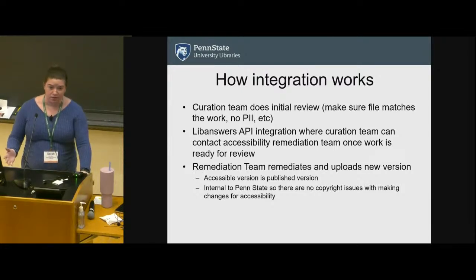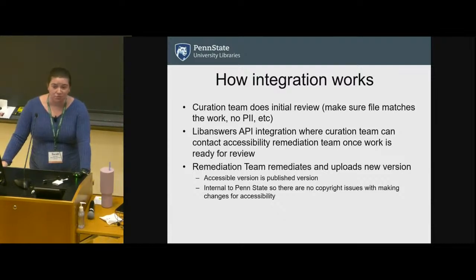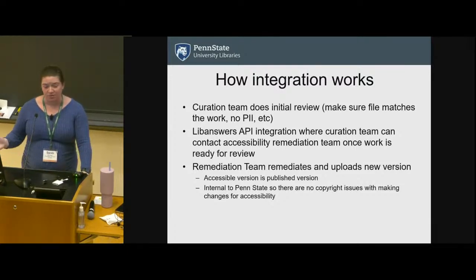So then, as I said, the user is pretty much done. It moves on to the curation team. They do an initial review because we want to try to avoid duplication. Our accessibility team is going to have enough work as it is. We don't want them trying to make something accessible just to realize it wasn't actually the right file, or it's got some personally identifiable information, most commonly signatures. So we just have to scrap that file and redo the whole thing anyway.